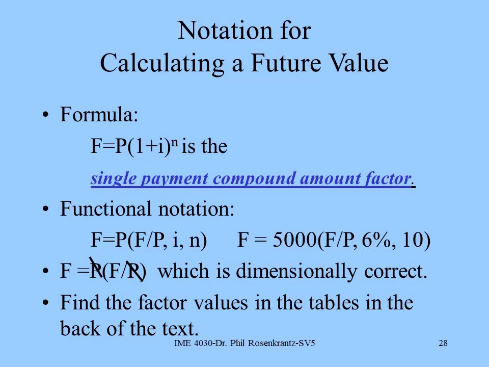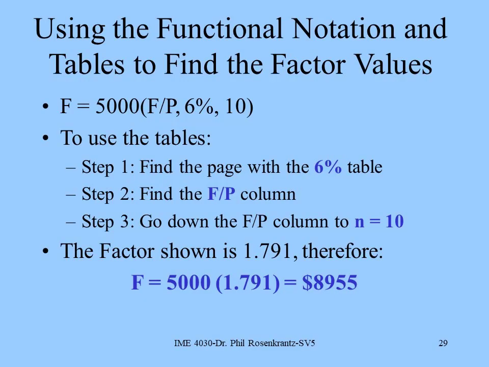And if you want to set up a problem, for example, to find a future value, you would set it up where you'd say the future value equals the present value times the single payment compound amount factor. And then we go to the tables to find what the value of the factor is. Slide number 25 paces you through that. So if we're going to use our tables, the first step of using the table is to find the page that corresponds to the interest rate. So you go back to the back of your book and you find the 6% table. That's step 1. Then you have to find the proper column.